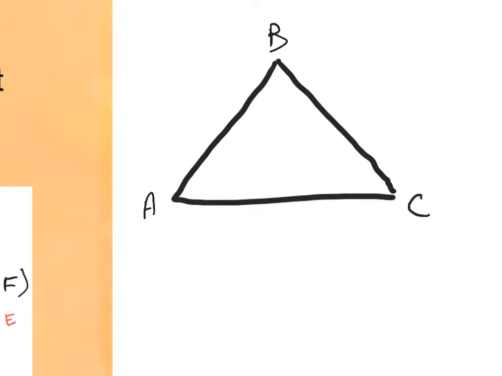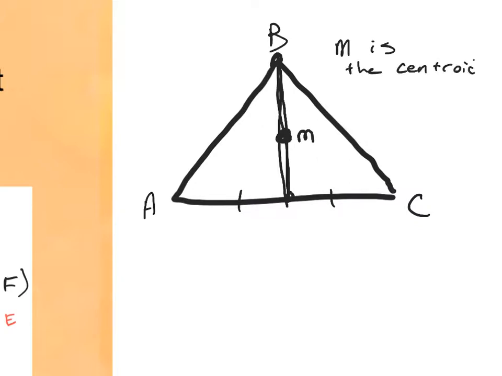A, B, C. Here's a vertex. Here's a midpoint. And I have this line going down here. I already used C, so let's do point M. If I said that point M is the centroid, and this will be D.